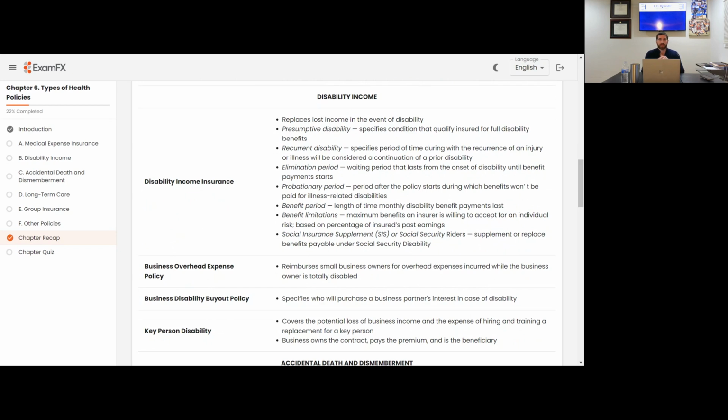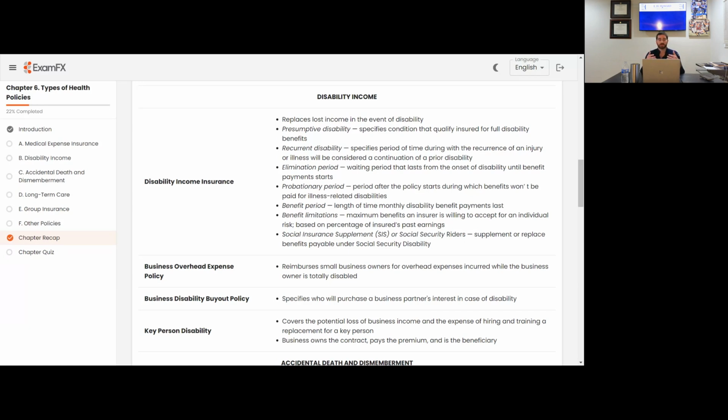Disability income insurance. It's just what it sounds like. It's going to replace lost income in the event of a disability. Presumptive disability. This specifies a condition that you qualify as the insured for full disability benefits. So, of course, whenever you get a disability plan, they're going to give you a list of things that qualify. So just understand that the presumptive disability specifies a condition that you qualify for full disability benefits.